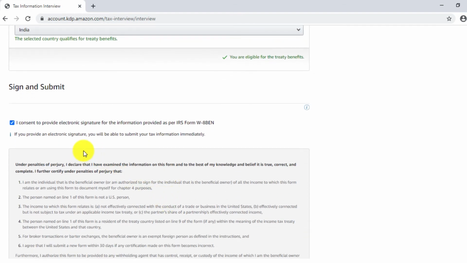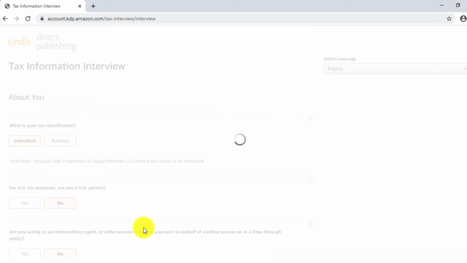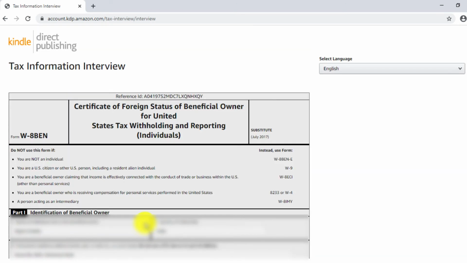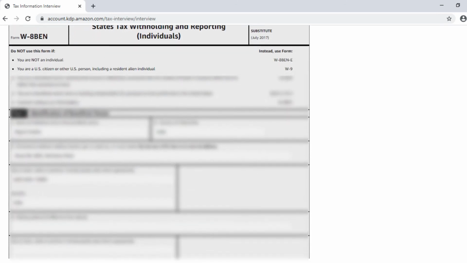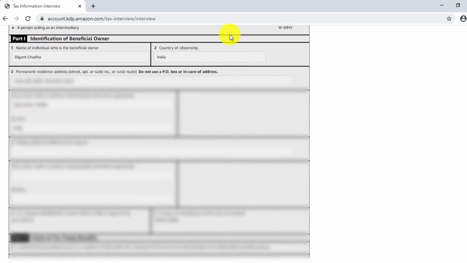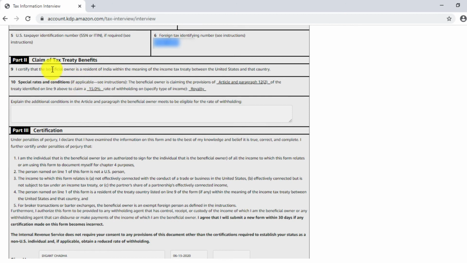Then it asks you for the consent and signature. Save and preview. So here is the filled up Form W8-BEN. We will just review it and submit it. Part 1, identification of beneficial owner: my name, country of citizenship, my permanent address and my PAN number. Then it says claim of tax treaty benefits.